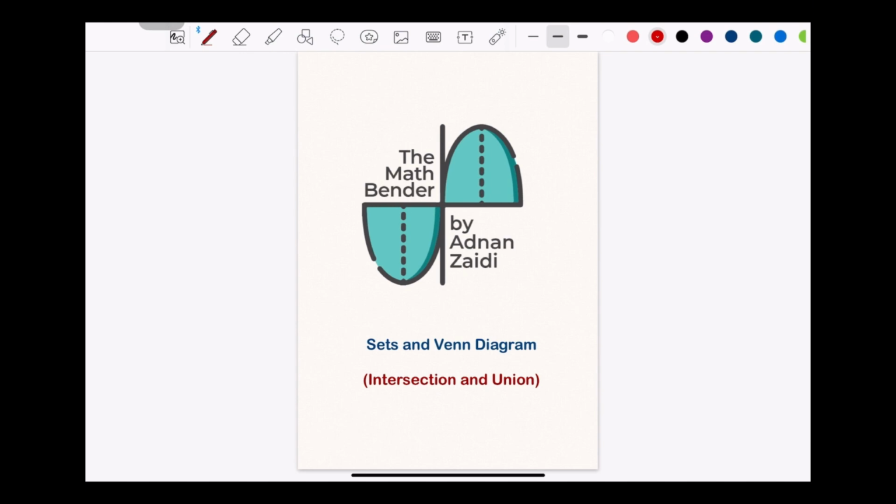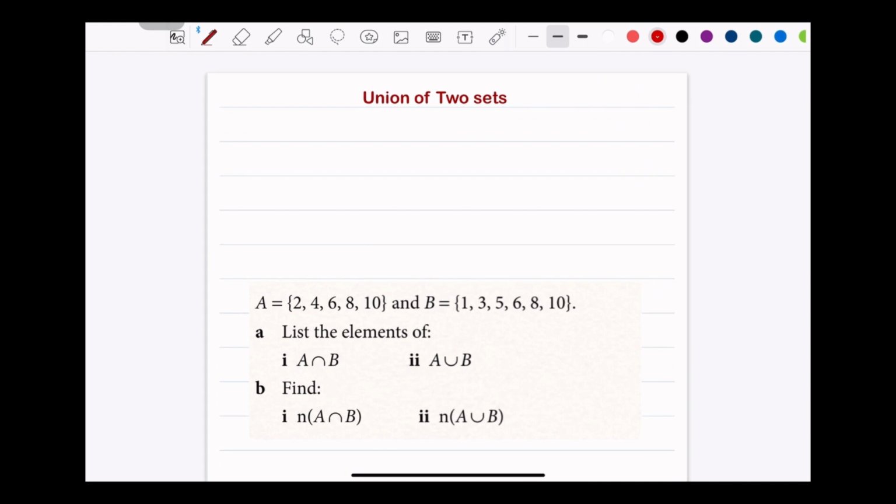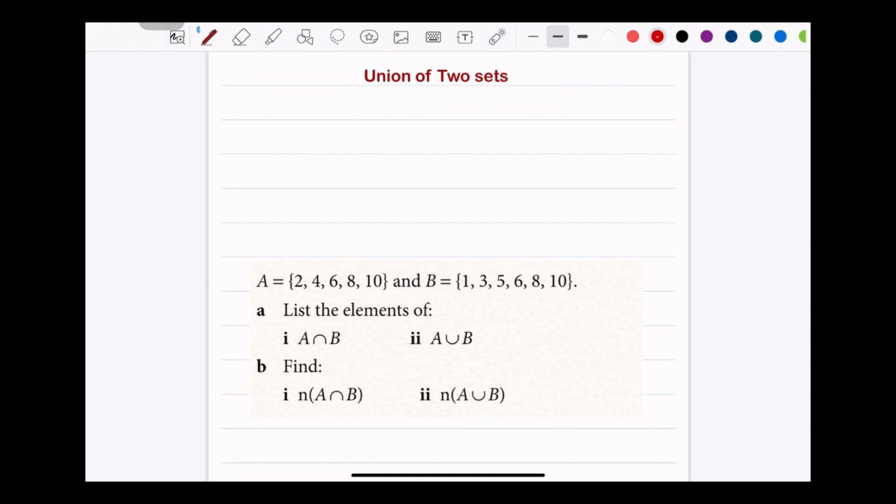Hello everyone, this is another video on set and Venn diagram, and in this video I will discuss intersection and union. Let's start. So union means summing up of elements. For example, if set A has some elements, set B has other elements, and you want to find the union of the two sets, you sum both of those sets' elements together.